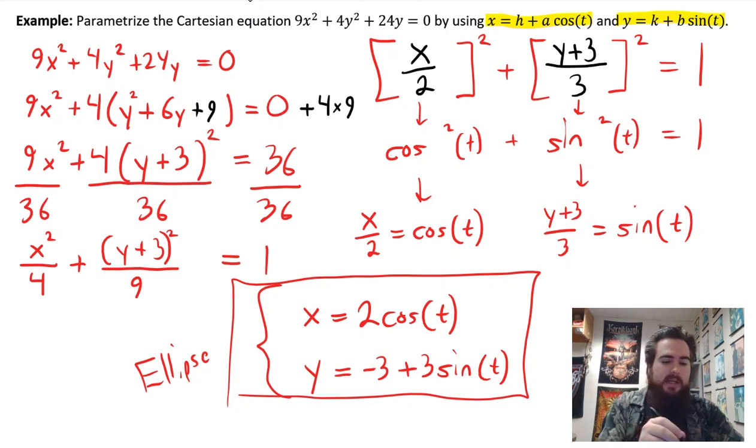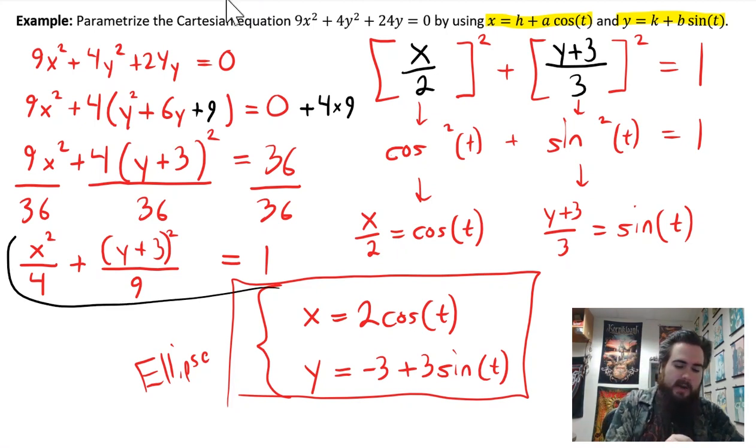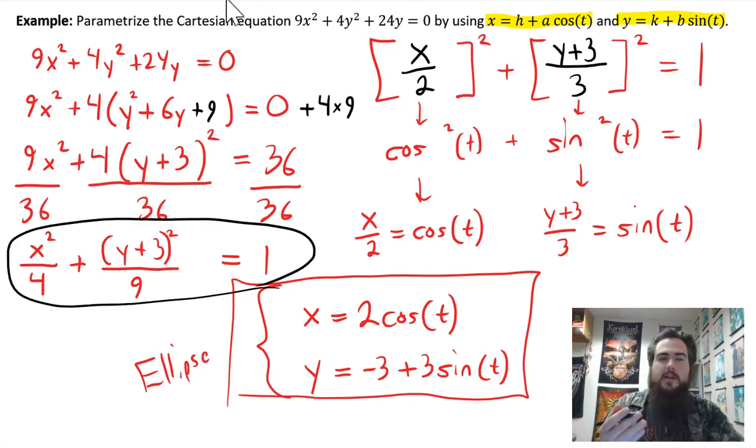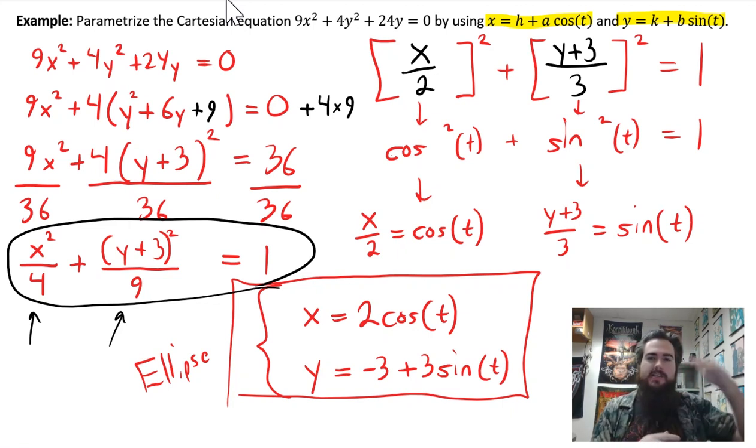This is an ellipse because, as per my equation that I made after completing the square, I have different radii along x and y. X has an internal radius of 2, y has an internal radius of 3, so it's stretching a little bit more vertically than it is horizontally. If those denominators were the same number, then it would be a circle instead.